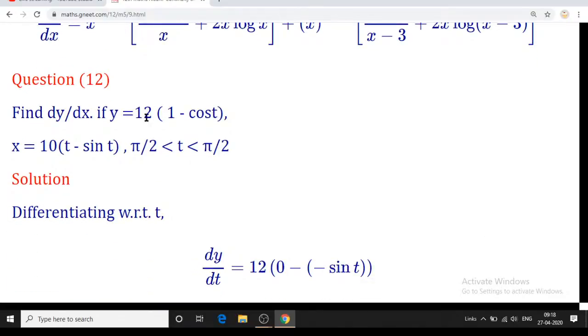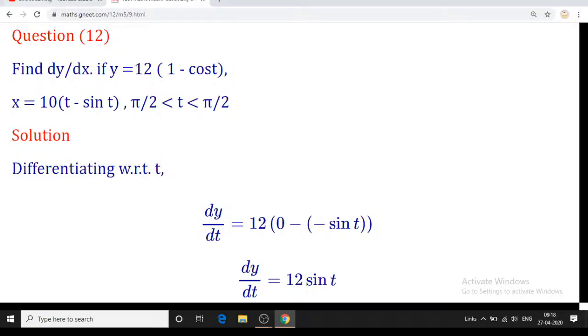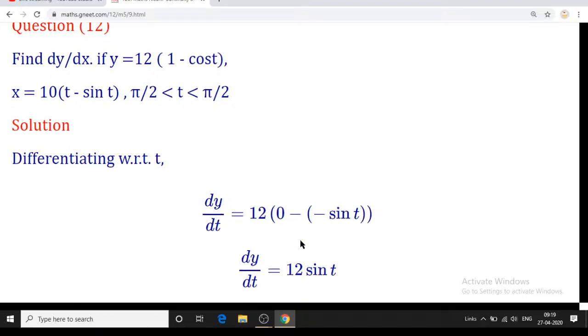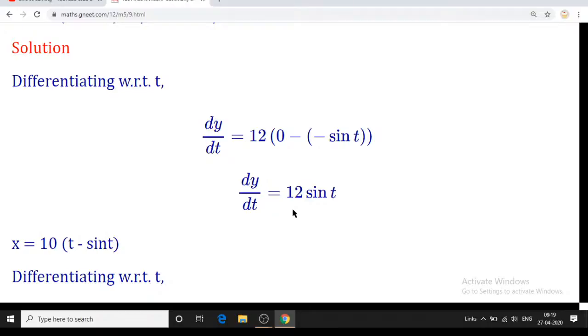First, y is given as 12 into 1 minus cos t. So differentiating this with respect to t, because the function is given in terms of t. Though they have asked to find dy by dx, we cannot find it directly by differentiating with respect to x, as y is given in terms of t. So first we will find dy by dt. This 12 is a coefficient and will remain as it is. The derivative of 1 is 0, minus the derivative of cos t, which is minus sin t. So we get dy by dt as 12 sin t.